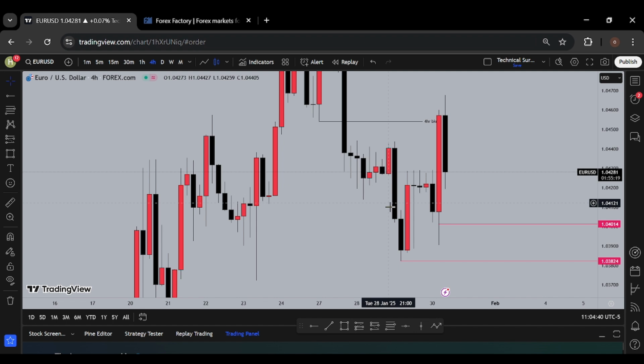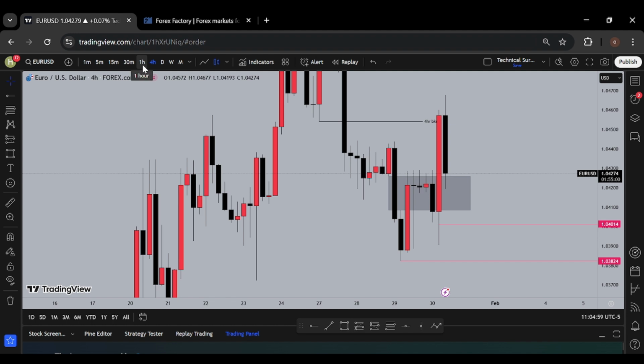After trading into this area of inefficiency, it found it difficult to either trade above or trade below. We were stuck inside of this range of price action.